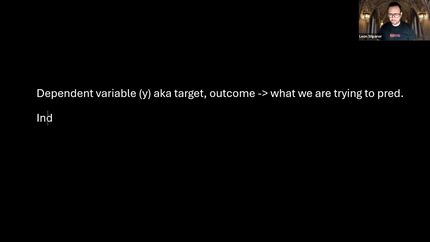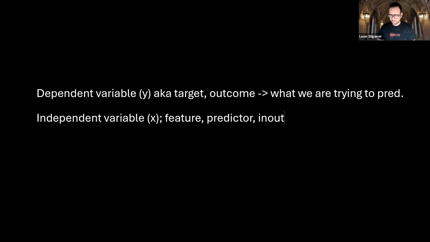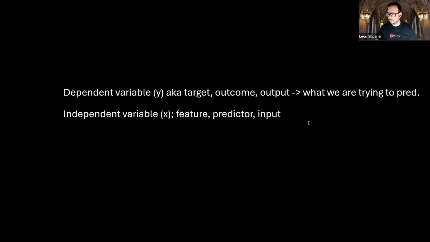Now, the independent variable is your x. This is your feature or predictor or input. And by the way, since I've said input here, we can also say that this, for the top, for the dependent variable, is your output. Okay.